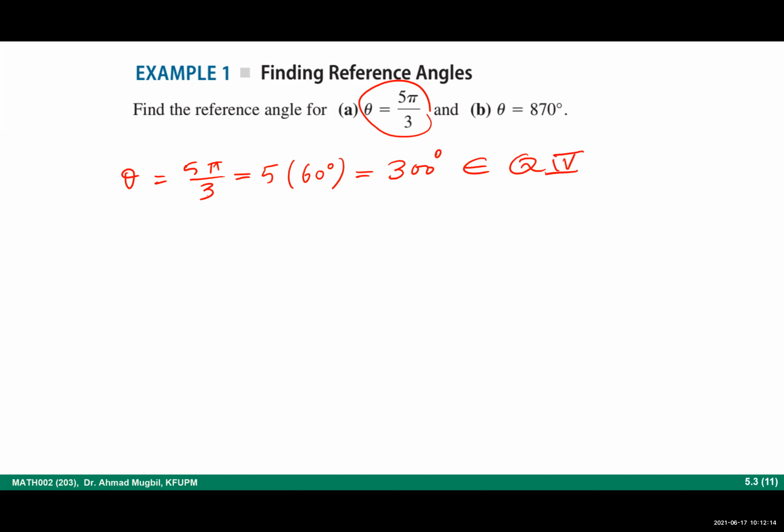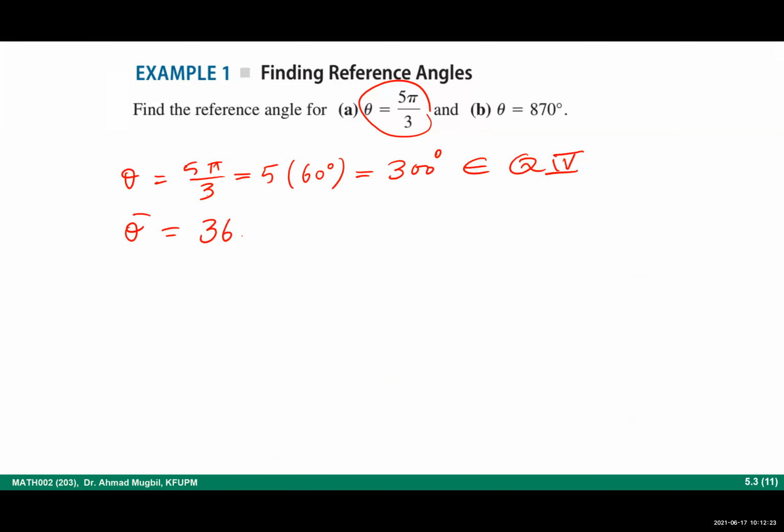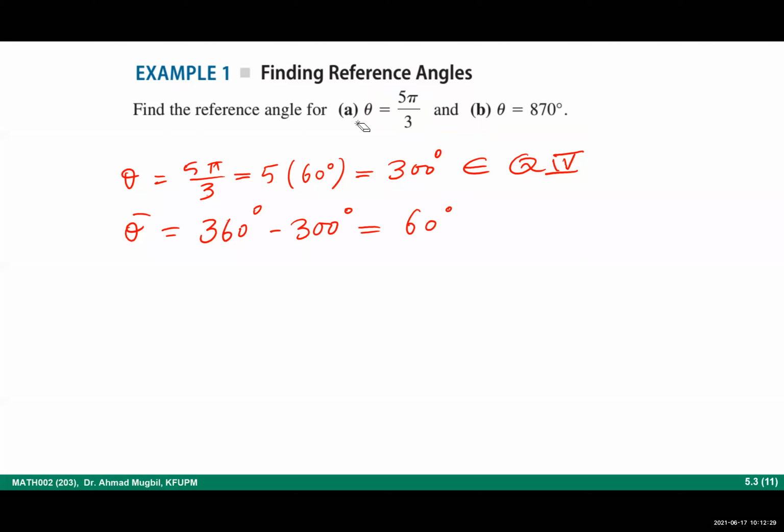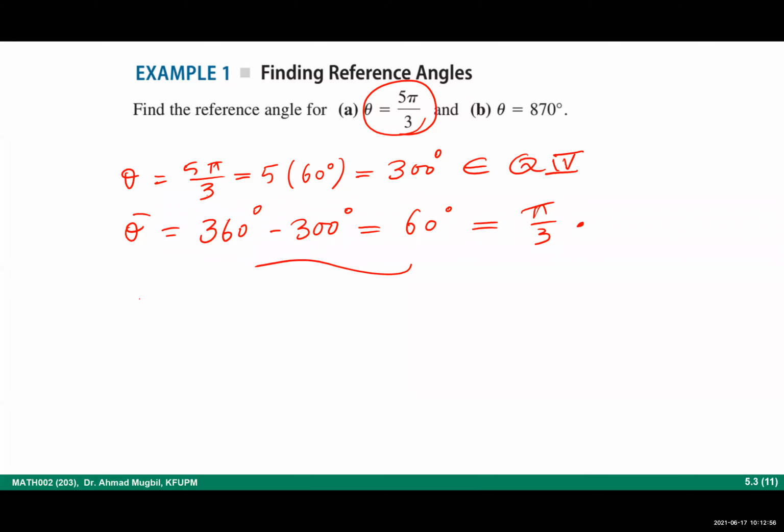So because it is in the fourth quadrant, what is theta bar? Just remember what we said here. 360 minus 300, which is 60 degrees. But ya shabab, he gave you the angle in radians, so your final answer should also be in radians. So 60 degrees is pi over 3. This is what most of you prefer. But when I give you, for example, 17 pi over 5, it will be difficult for you to convert to degrees, and it will be a headache. So I don't advise you to convert to degrees. What you need to do is deal with the problem as it is.